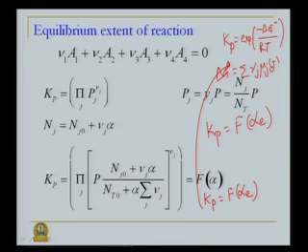I know Kp independently from my thermodynamic information. I have this function, I know what the function f is. So, that value of alpha which satisfies this equation is my equilibrium extent of reaction.